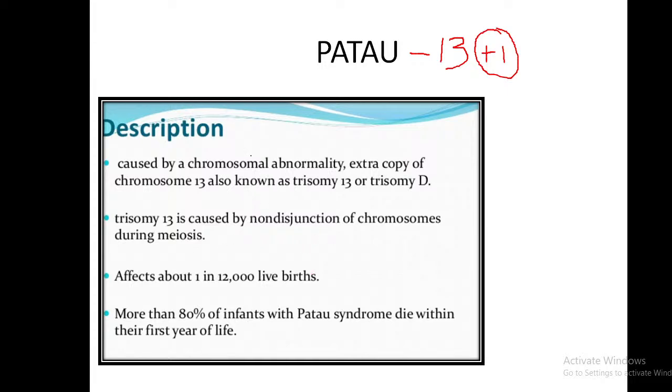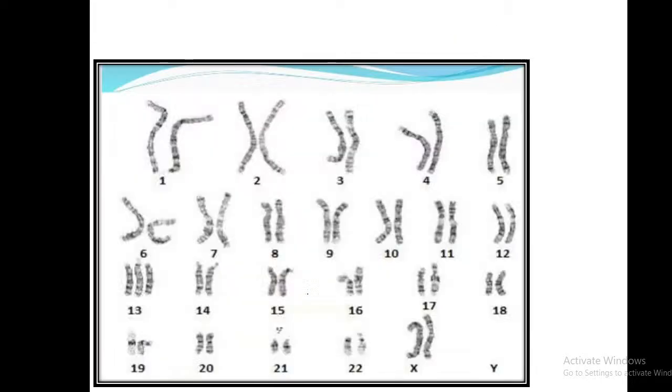It is caused by a chromosomal abnormality with an extra copy of chromosome number 13 due to the non-disjunction of chromosome. അല്ലെ, non-disjunction എന്ന് പറഞ്ഞാൽ ഈക്വൽ ആയിട്ട് ക്രോമസോംസ് രണ്ട് വശത്തോട്ട് മൂവ് ചെയ്യാത്തതിനാണ് non-disjunction എന്ന് പറയുന്നത്. This affects about 1 in 12,000 live births. 1 out of 12,000 babies born will be having this syndrome. And in Patau syndrome, they are having this disorder, that is chromosome number 13.